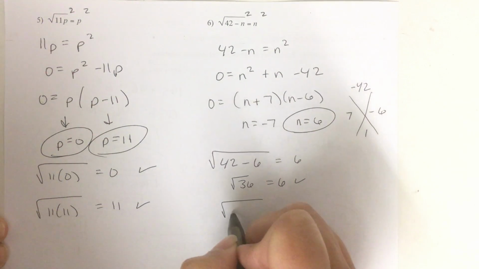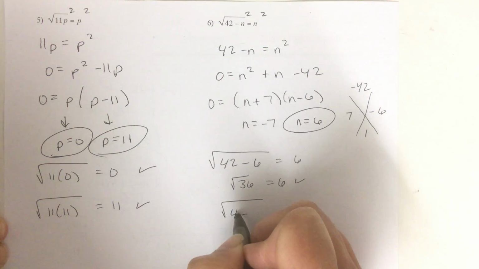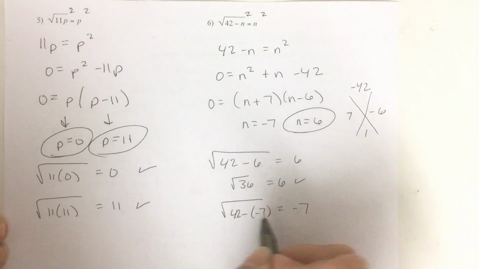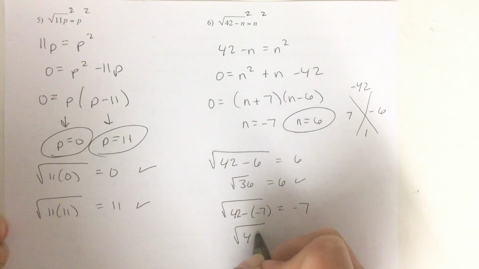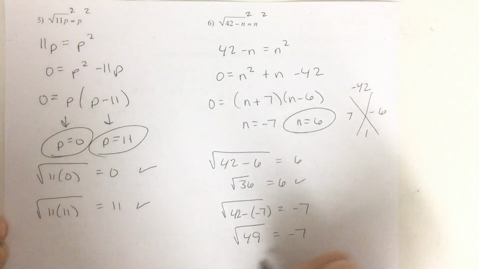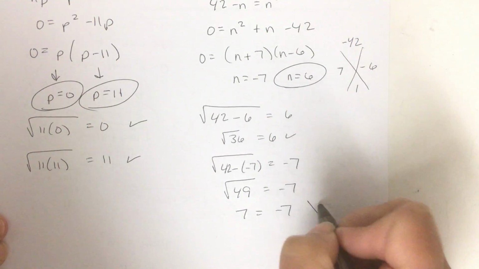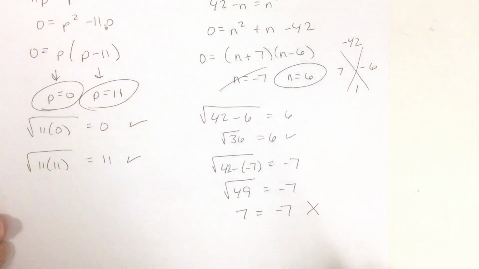If I do the square root of 42 minus a negative 7 equal to negative 7, this gives me the square root of 49, which is 7, but 7 does not equal negative 7, so it does not work. So we don't use that one.